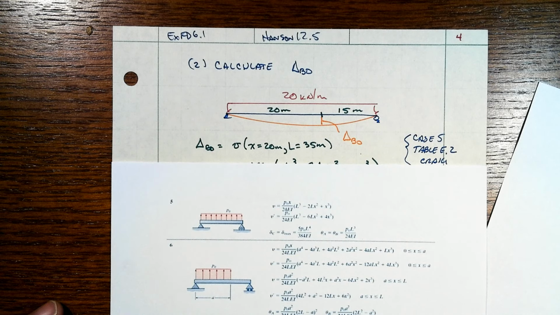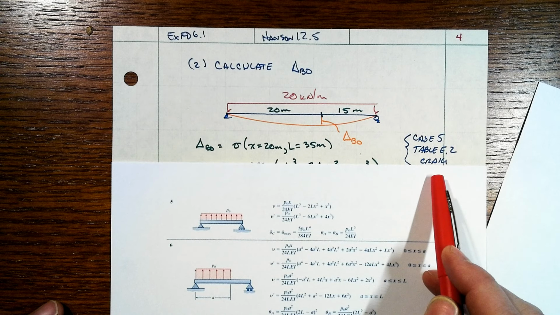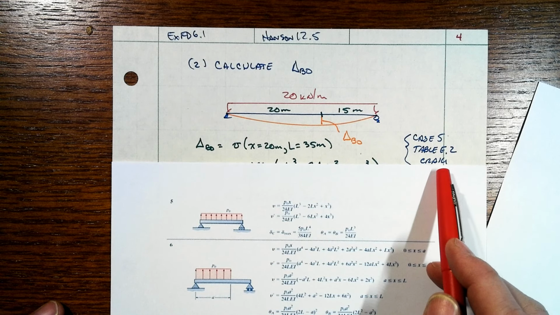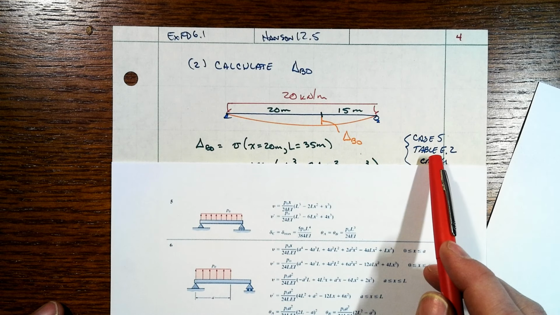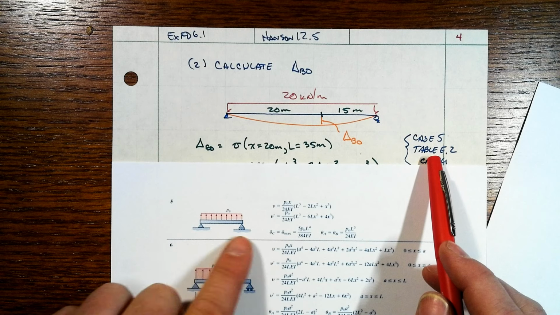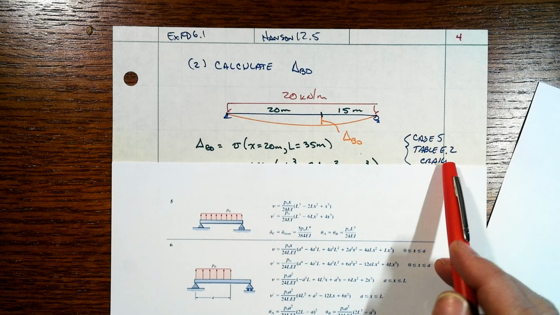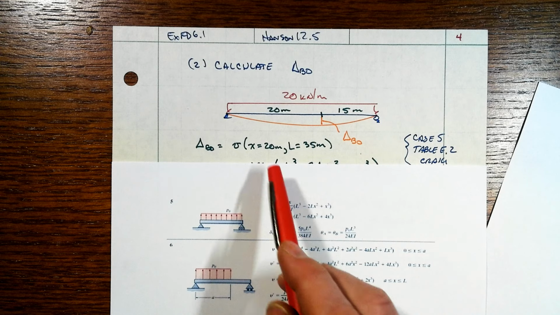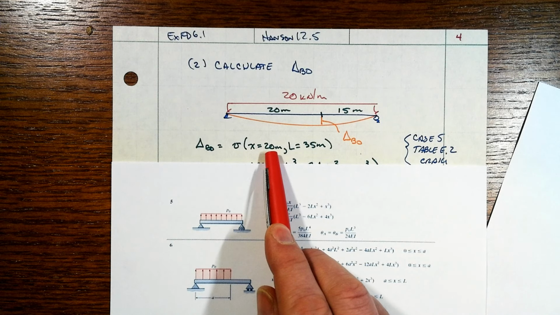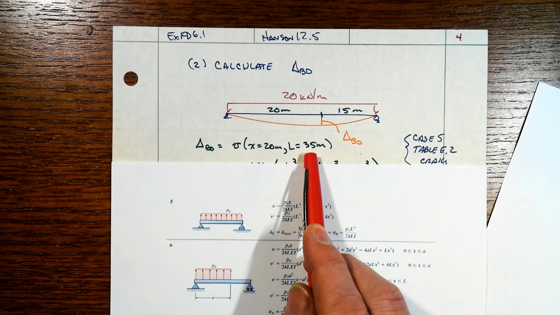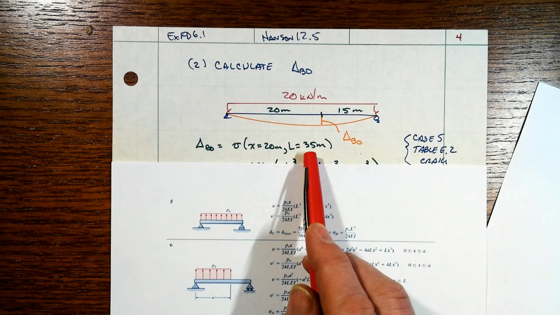And so if you go to a typical beam table, the one that I provided to you has been from the Mechanics of Materials book authored by Craig, and you'll find that this simply supported beam with a uniformly distributed load is in case 5 of table E.2, right, where our location is at 20 meters from the left and our length of our situation is 35 meters.